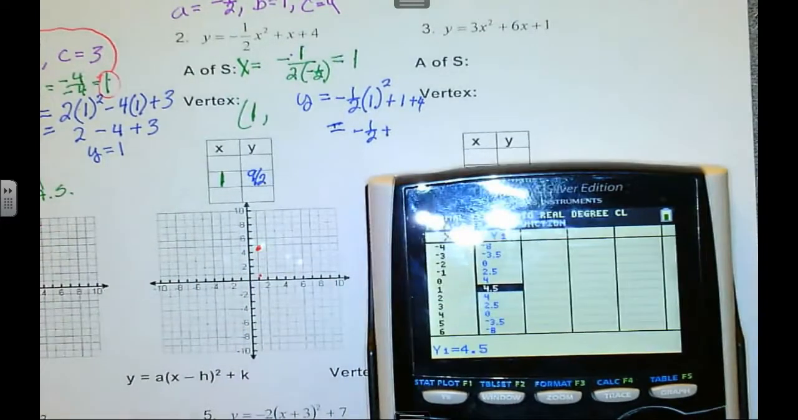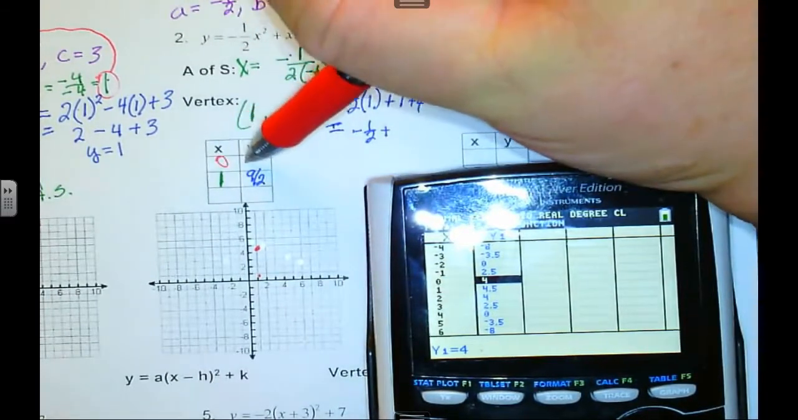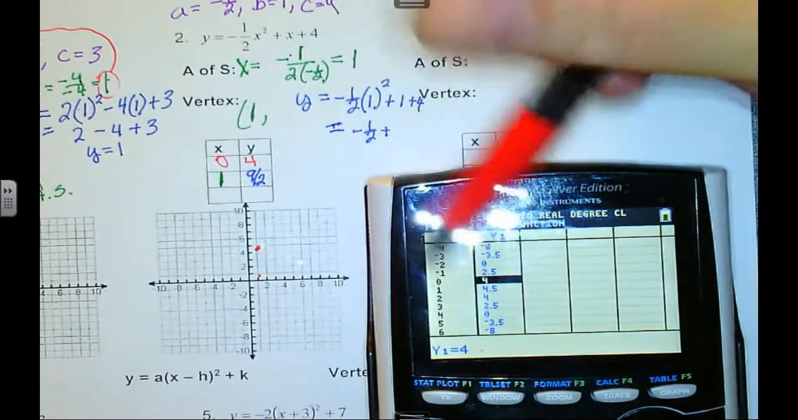I'm going to grab some other numbers here. I'm going to use 0, 4 and 2, 4.